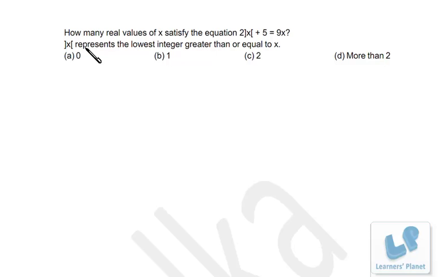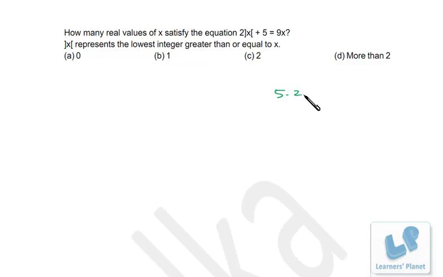Now this problem: how many real values of x satisfy this equation? 2 ceiling of x plus 5 is equal to 9x, where ceiling of x represents the lowest integer greater than or equal to x. Friends, we have discussed two types of functions. One is the greatest integer function and the other is the lowest integer function. I'll take one or two examples over here.